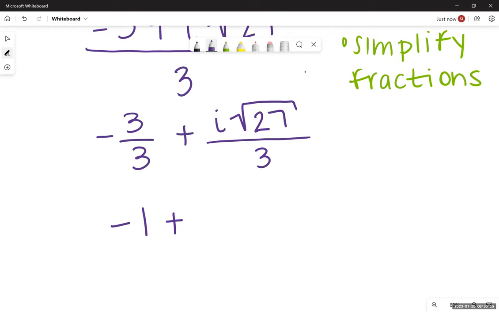Okay, so I'm trying to simplify this. I know that the first step was always to pull that i out. Then I'm going to separate the fractions. Then I'm going to simplify the fractions. 3 divided by 3, that's 1. I get that. This one right here, I grab my calculator. It's not a perfect square.